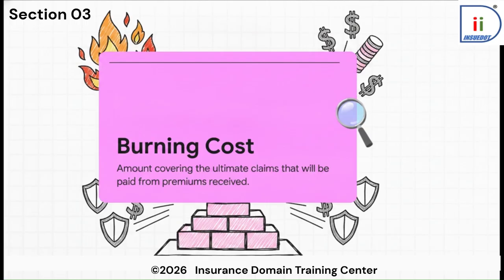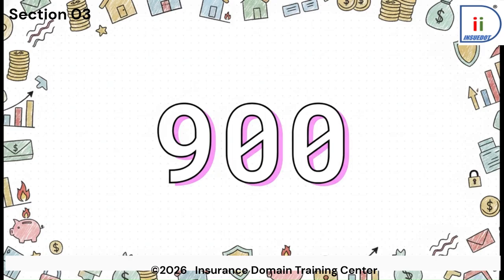Let's use a really straightforward example to ground this. Imagine a theoretical insurance product where our burning cost is exactly 900 rupees for each exposure unit. So for every single policy they sell, the insurer needs 900 rupees sitting safely in the bank just for the expected claims. We have to protect this 900 rupees at all costs. It's our absolute baseline.